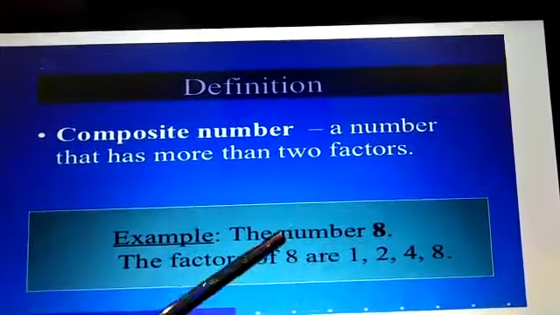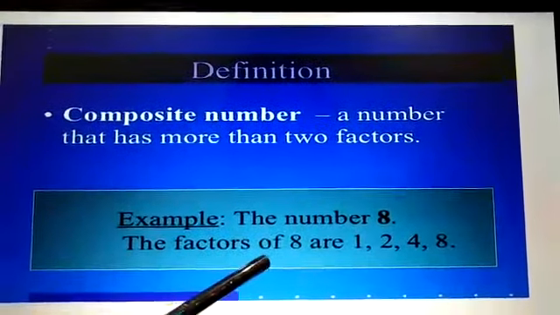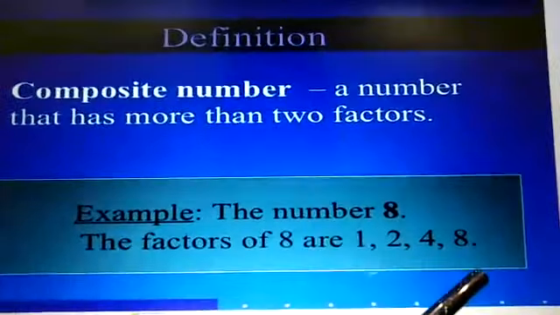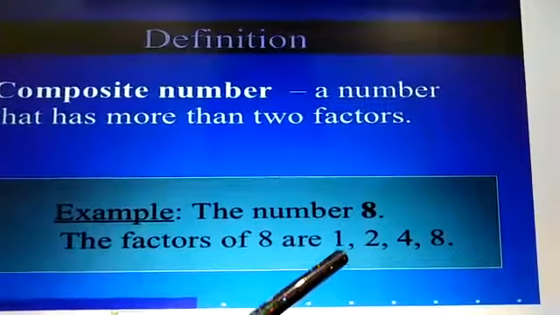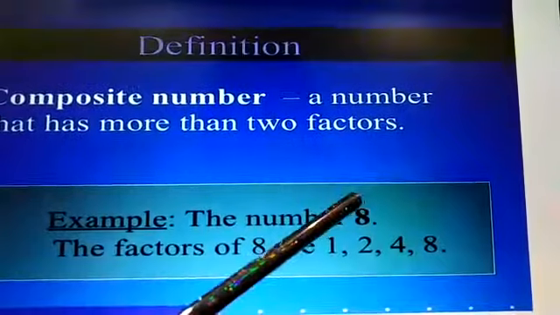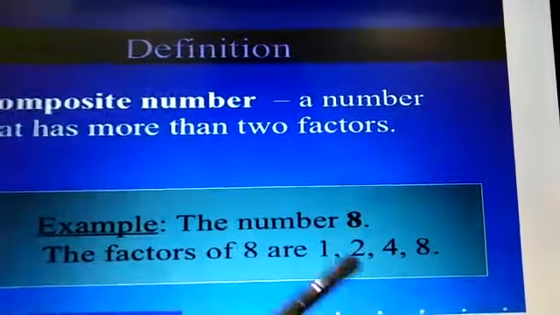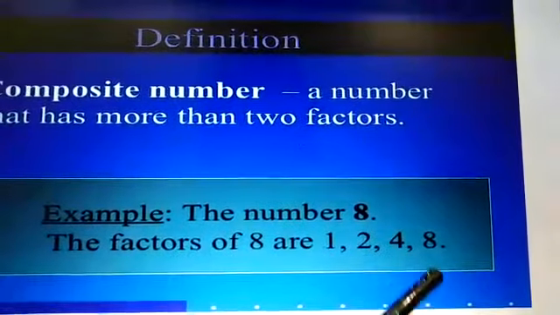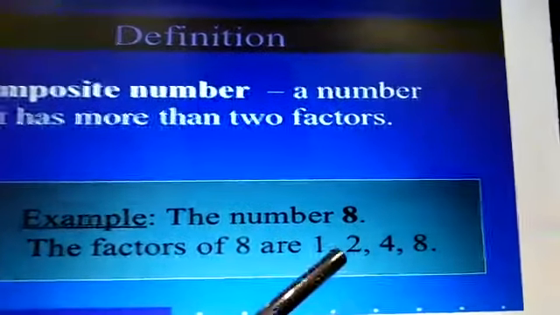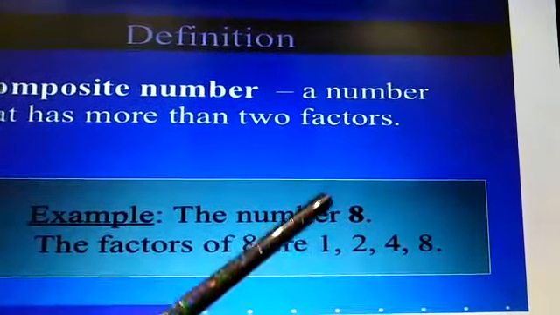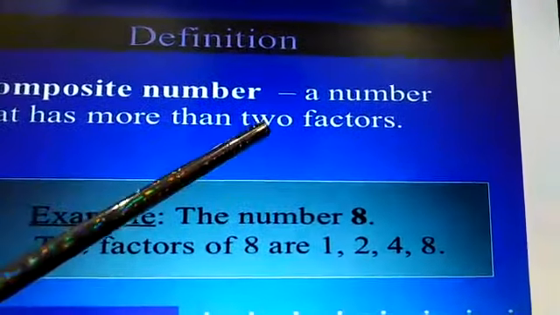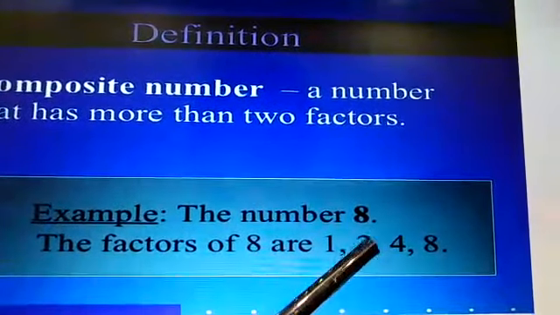For example, the number is 8 and the factors of 8 are 1, 2, 4 and 8. Okay, let me explain. 8 is divisible by 1. 1 8s are 8. Then 2 4s are 8. Then 4 2s are 8. And then 8 1s are 8. So how many factors are there? 1, 2, 4, 8. So 1, 2, 3, 4. 4 factors are there. There are 4 factors of 8, and 4 factors are more than 2. So it means that this is a composite number.